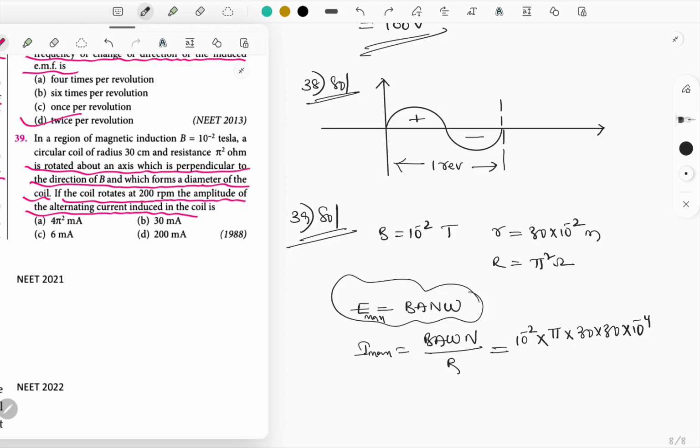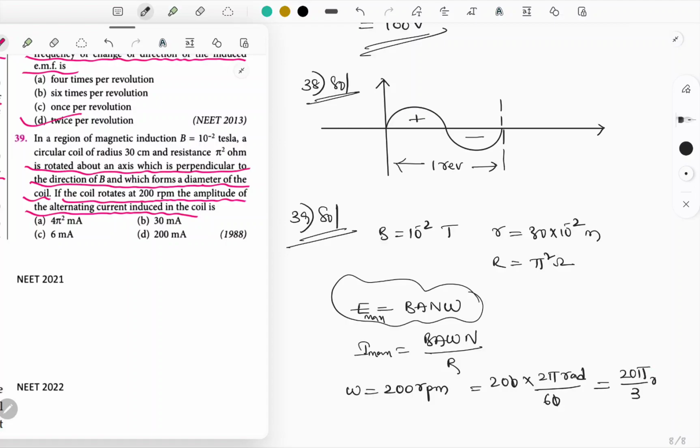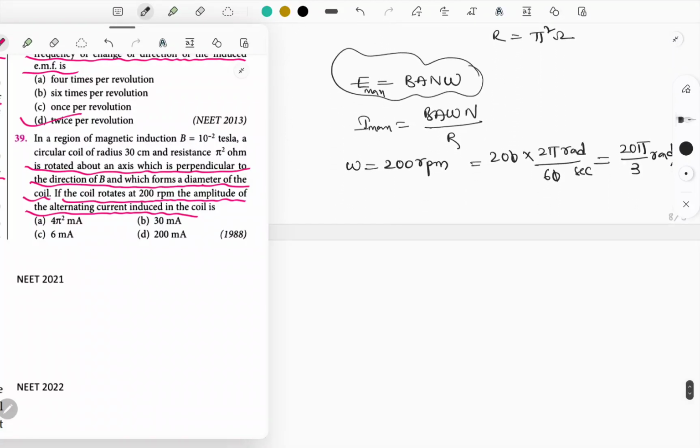Okay, but they've given omega. So omega, they've given it in terms of rpm. We have to convert that into radian per second. First of all, let me convert that, then we'll answer. So omega, they've given in terms of rpm, that is 200 rpm. It can be converted into radian per second. So rpm is nothing but revolution per minute. One revolution is 2 pi radians per minute. 1 minute is 60 seconds. So this is the way to convert rpm into radian per second. It's going to be 20 pi by 3 radian per second. Okay, so this is the value of omega.